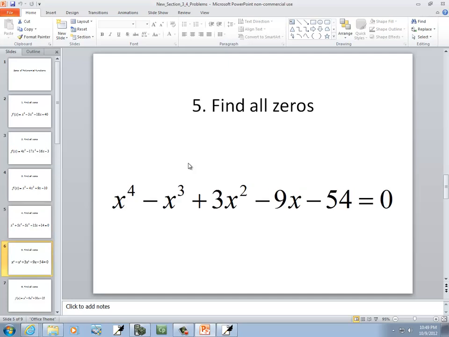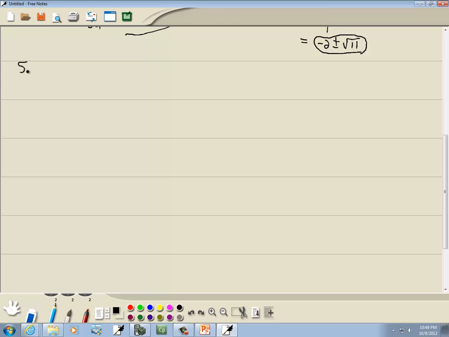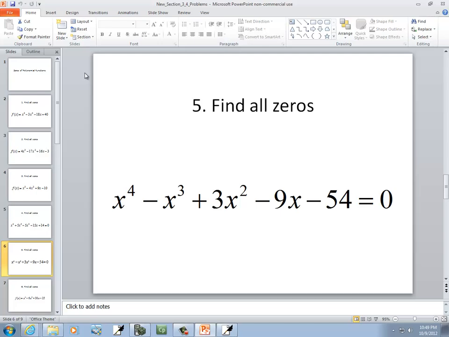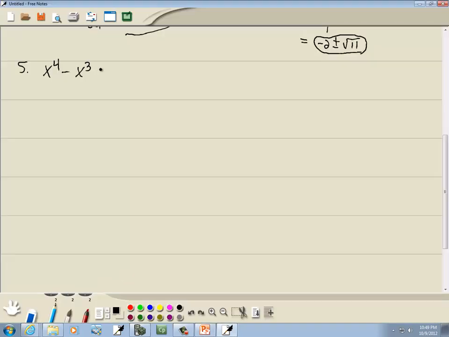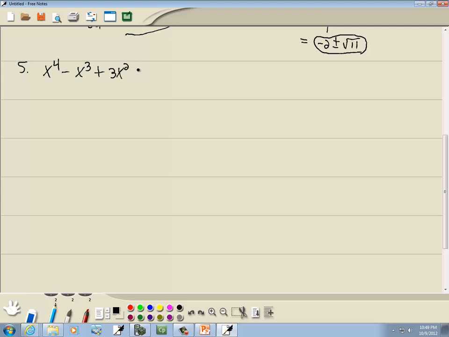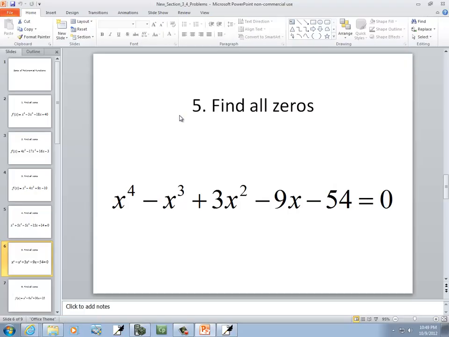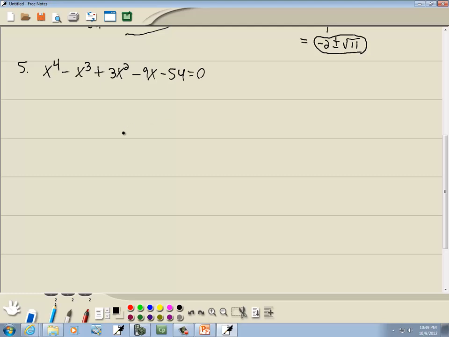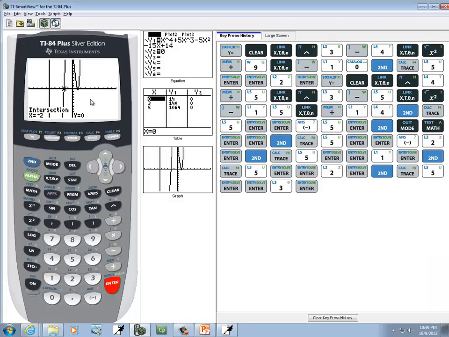Well, let's look at our next problem. We've got x to the fourth minus x to the third plus 3x squared minus 9x minus 54 equal to 0. Same instructions, find all the zeros. We have x to the fourth as our largest power, so we're going to have four answers. Well, let's go put this in our calculator.